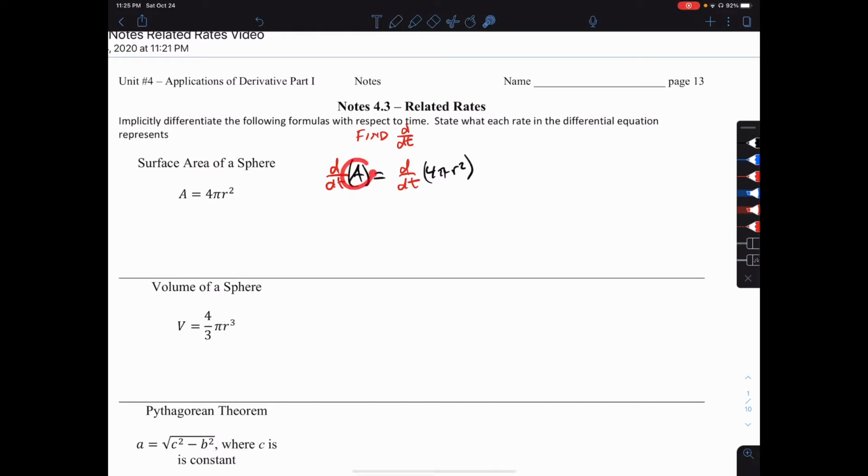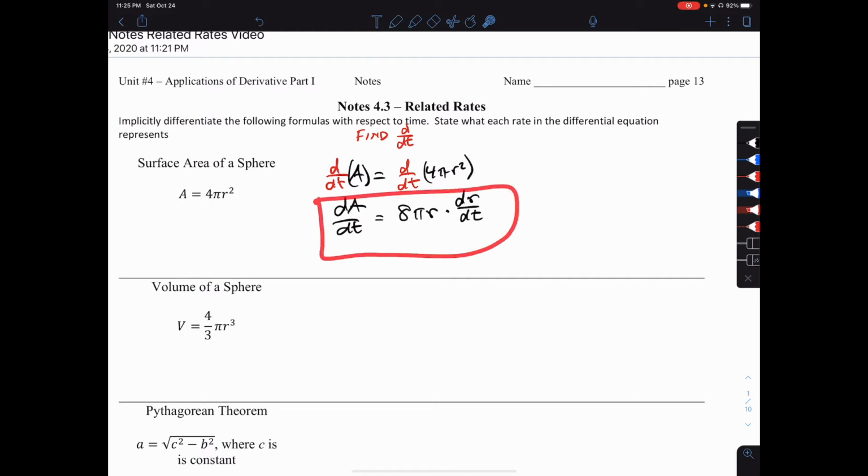The derivative of A is 1. With respect to time, it's going to be the derivative of A with respect to time. The derivative of 4 pi r squared, keep in mind that pi is a number, I'm going to put the 2 in front, the power rule, that's going to give us 8 pi r. It's the incorrect variable, so then we multiply it by the derivative of r with respect to time.